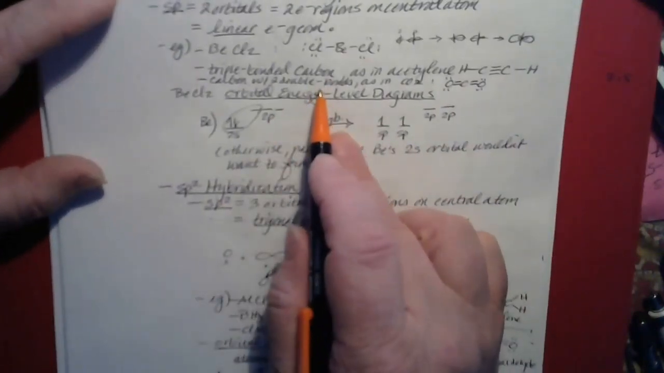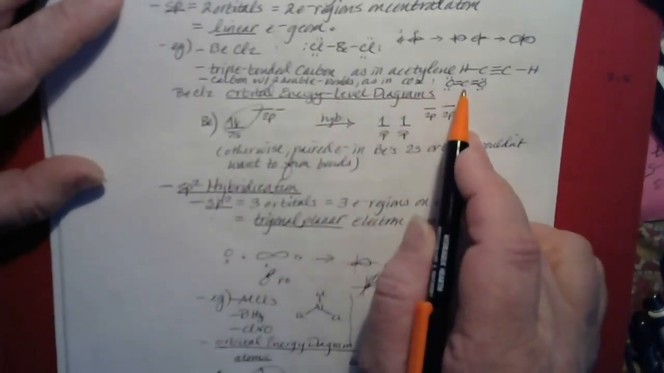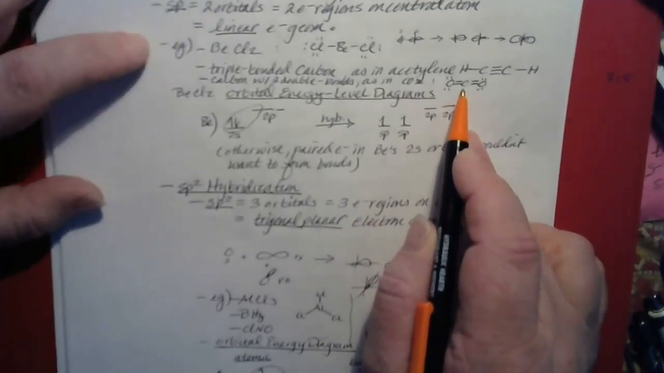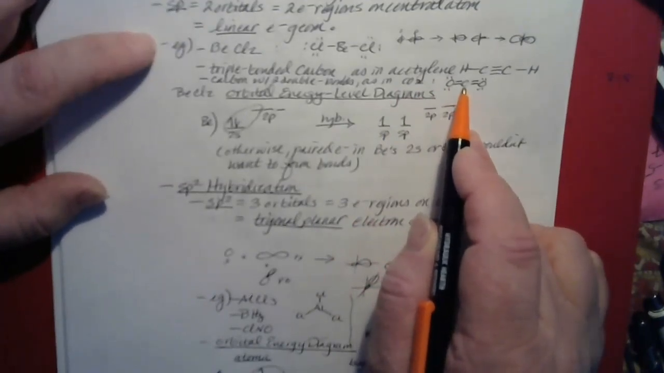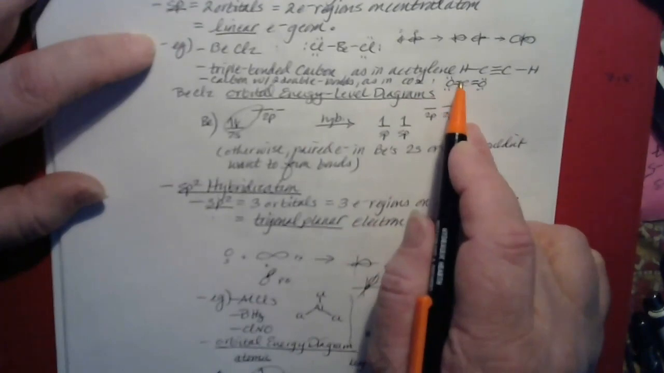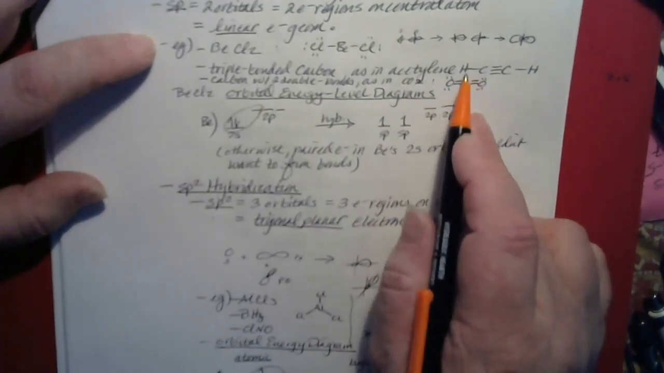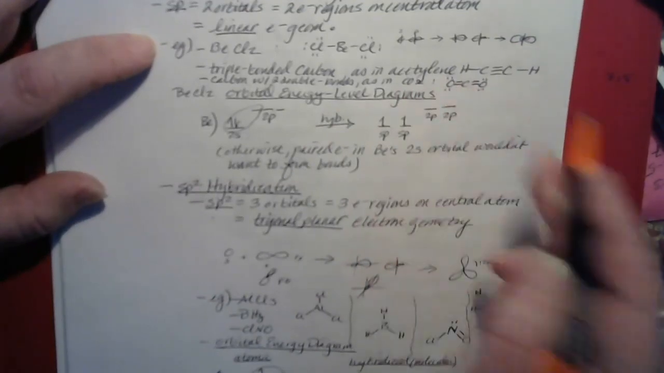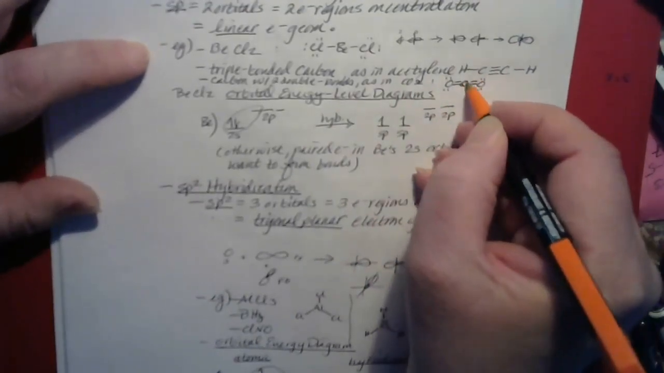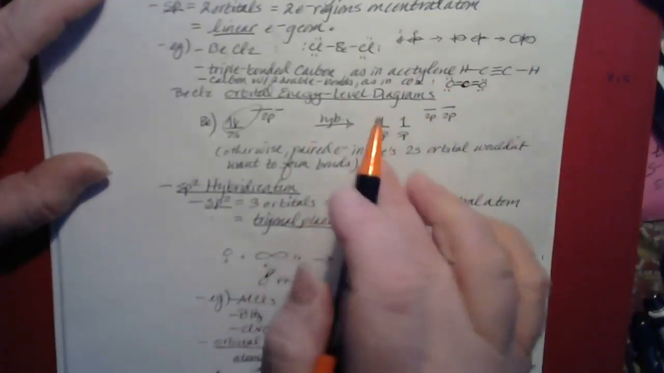Carbon with two double bonds would also be an sp hybrid, like in carbon dioxide. We end up with two regions of electrons, and no other regions of electrons on the carbon. And so the two regions of electrons will get 180 degrees apart from each other, and the molecule will be linear. So that's an sp hybrid on the carbon.